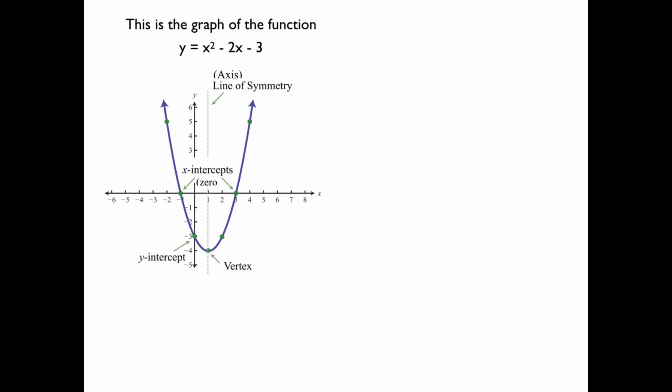Okay, let's start today's lesson with a quick review. This is the graph of the function y equals x squared minus 2x minus 3. Now, on the graph, there are some important features that we learned about. They are the x-intercepts, sometimes called the zeros of the function, the y-intercept, and the vertex. And the vertex lies on this line that cuts it right in half and creates a mirror image of the graph, the axis or line of symmetry.